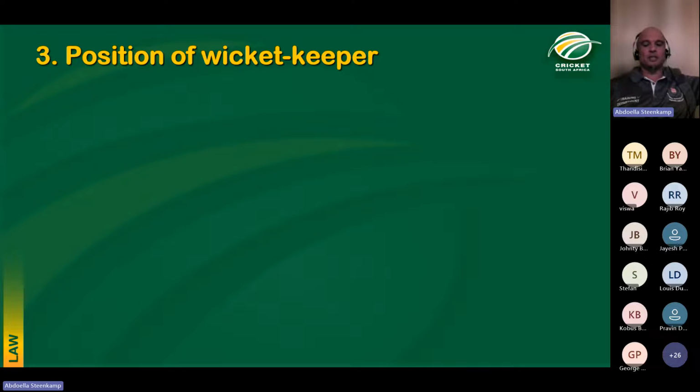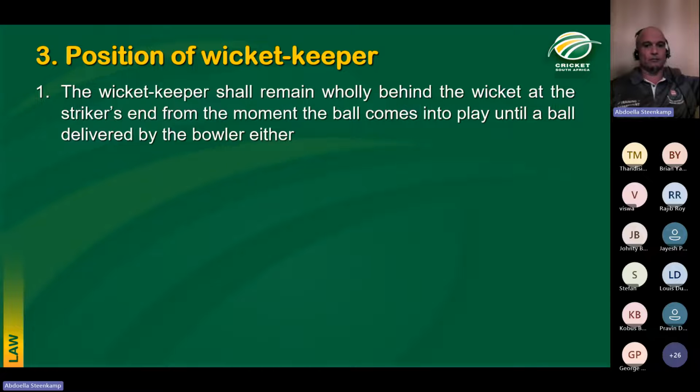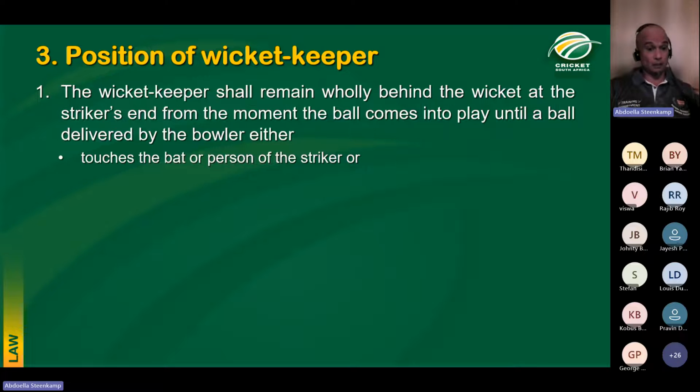So when it comes to the position of the keeper behind the stumps, the law wants the keeper to at all times remain wholly behind the wicket, at the striker's end, from the moment the ball comes into play. From the moment the bowler takes his or her first step, that's when the ball comes into play. The keeper needs to stay behind the wicket until the ball either touches the bat or person of the striker. If that is the case, now the keeper can come in front of the stumps.